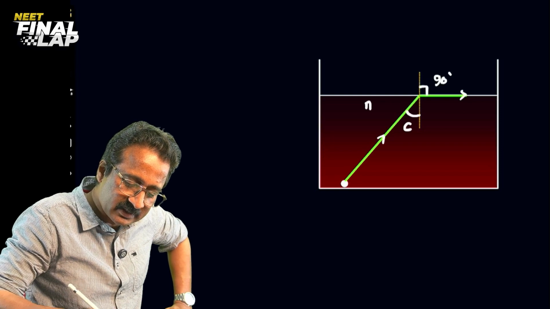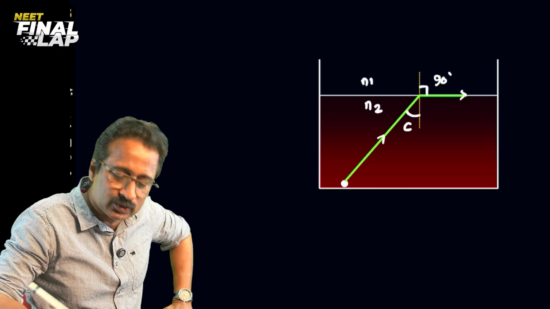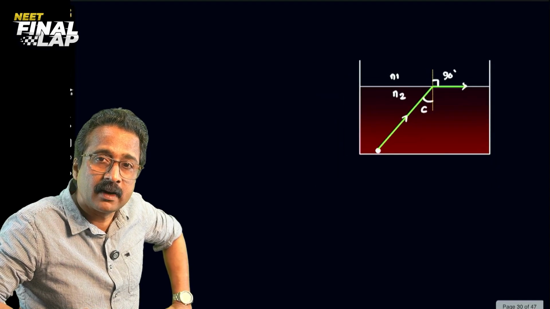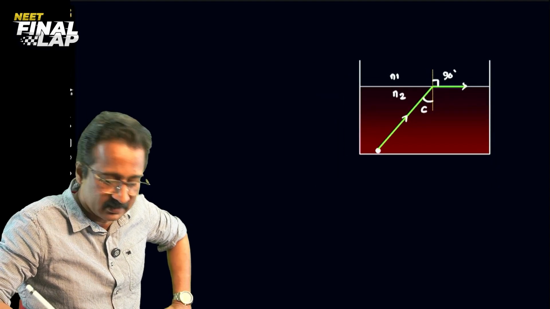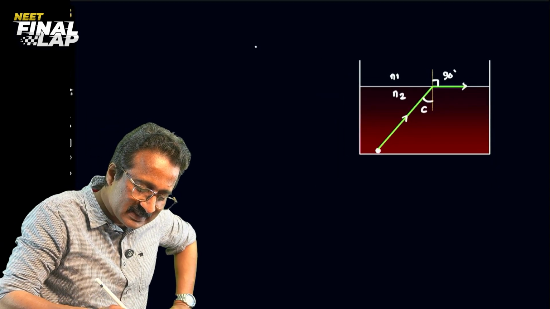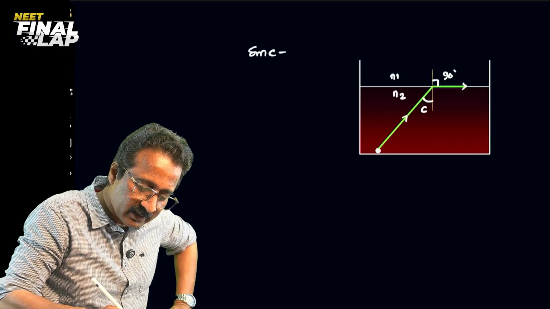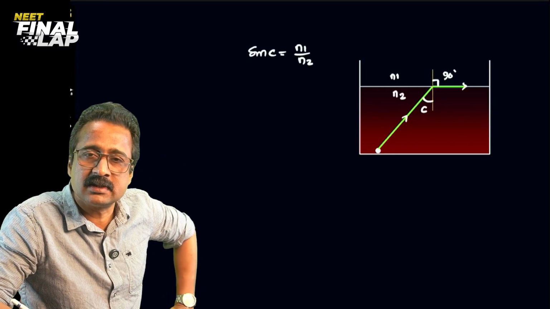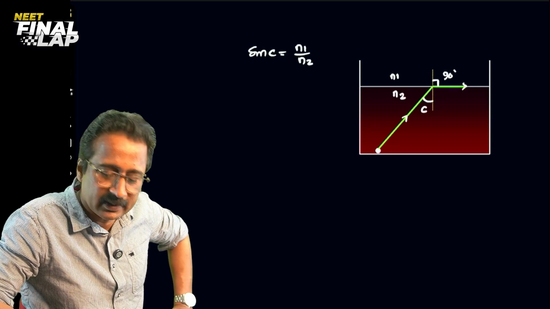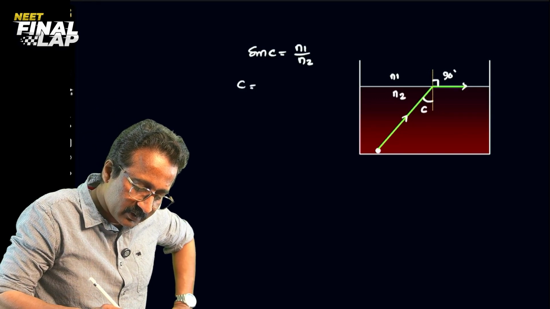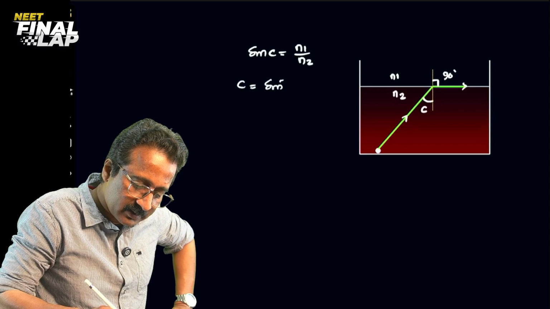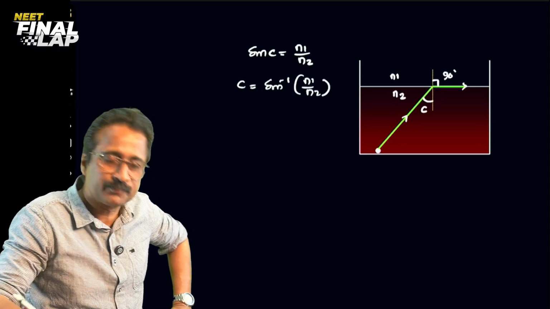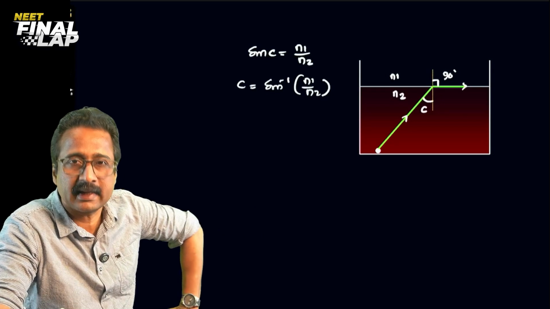Okay, let's assume that this is N1, this is N2. In my equation, N1 stands for rarer medium and N2 for denser medium. Applying law of refraction, one can easily get it. I am directly writing the expression for critical angle. Sin C is equal to N1 by N2. You remember the direct equation for critical angle: C is sin inverse of N1 divided by N2. This is the direct equation for critical angle.